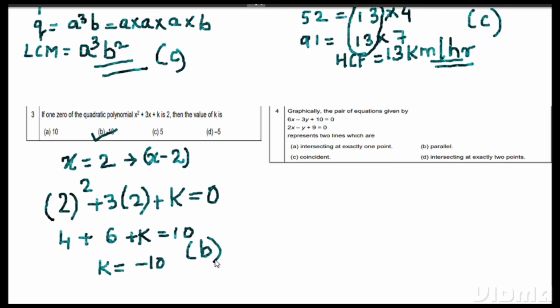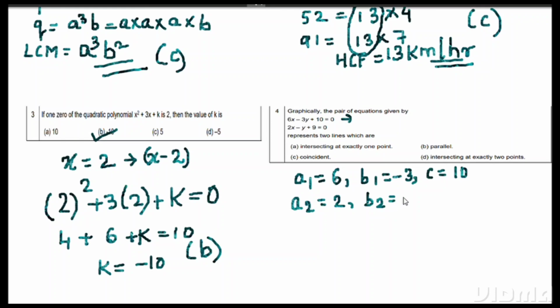So now coming back to the next question. Here let us first find A1, A2 and A3 from the first equations. As I know, A1 is 6. That is the coefficient of x in the first equation. Then B1 is minus 3, the coefficient of y. And then C1 is 10. In the other equation, I have my coefficient of x as 2, coefficient of y as minus 1, and for C we have 9.